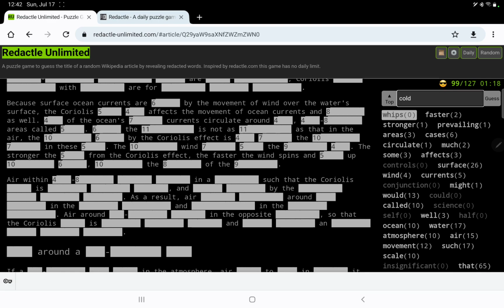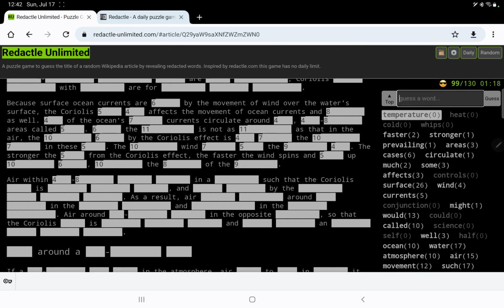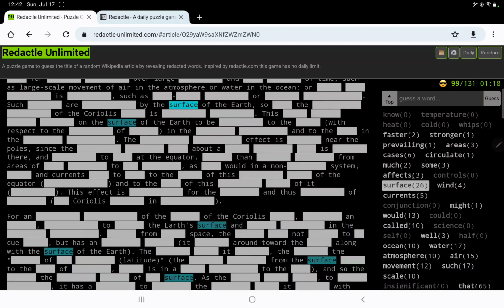I wonder if cold could be one of them. No. How about heat? No. Is temperature involved? No. Let me try some other. Let's say no, no, no no's. Let's look at my surface. Such 7 are 11 by the surface of the Earth.